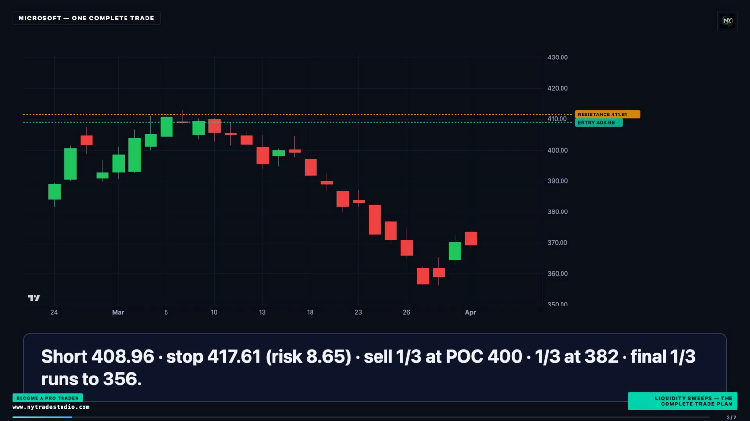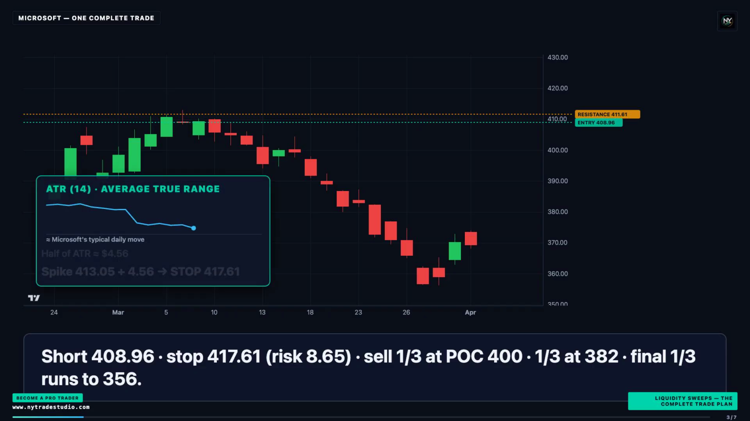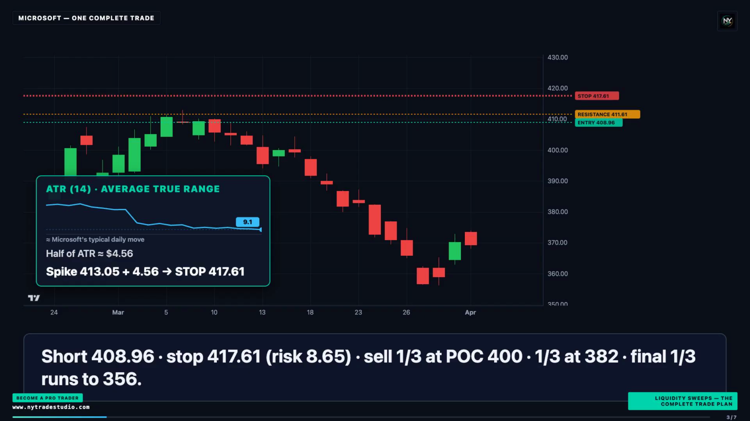There is our entry. Next, our safety exit if we are wrong. It goes just above that spike high. But how far above? We use an indicator called the average true range. When you add it to your chart, it draws this little line you can see here. And right now it reads about $9. That is how much Microsoft moves in a typical day. We take half of that, about $4.50, and add it to the spike high. 413 plus that gives us 417.61. That is our stop. If price climbs back up to it, we were wrong and we are out.